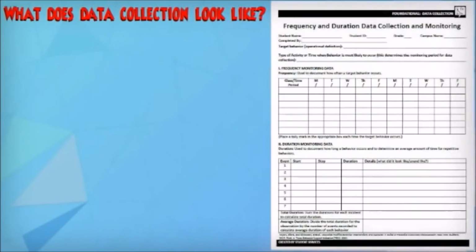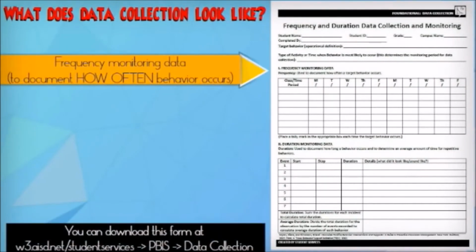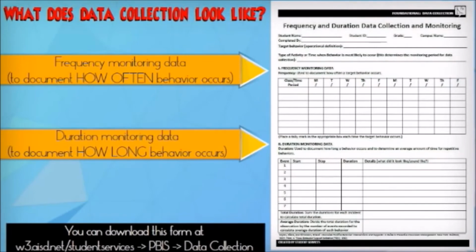Let's talk about what data collection can look like. You've been given an example of a few data collection tools that you can use. The top half of this page is a frequency monitoring data collection tool, which you would use to document how often a target behavior occurs. The bottom half of the page is a duration monitoring data collection tool, which you would use to document how long a behavior occurs. You could also use this duration monitoring tool to determine an average amount of time that a student engages in a specific behavior.